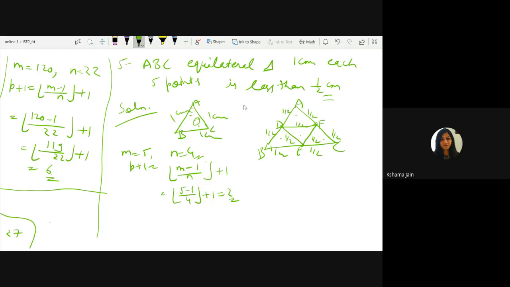And evidently, at least one small triangle will be having 2 points such that the distance between them is less than 1/2 centimeter.